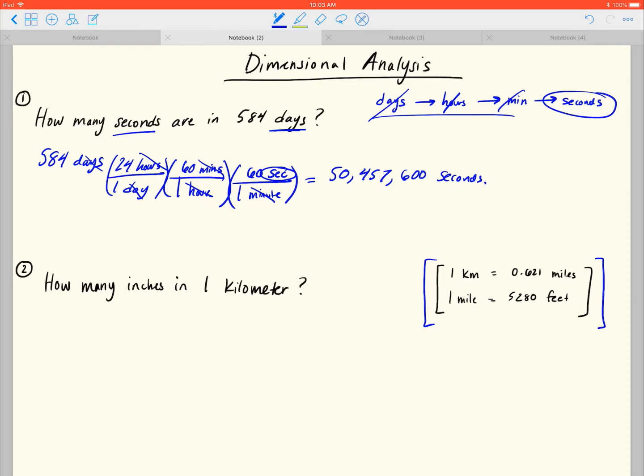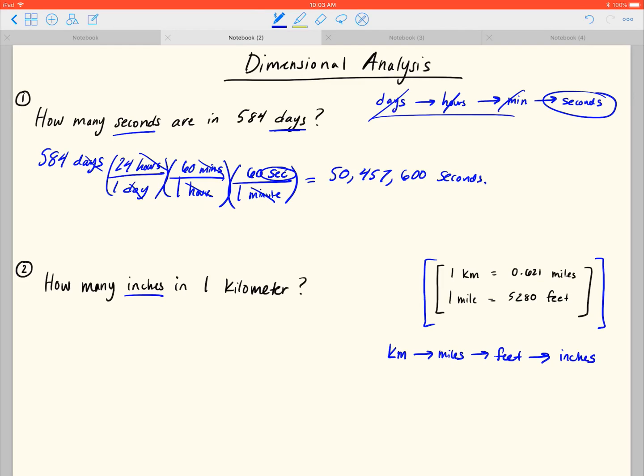And so we're going to map it out in the same fashion that we did before. And I'm just going to write that over here. We're going from a kilometer, and from there we can go to miles. And from here it's more familiar territory. We can go to feet. And then from feet we can go to our desired unit of inches.